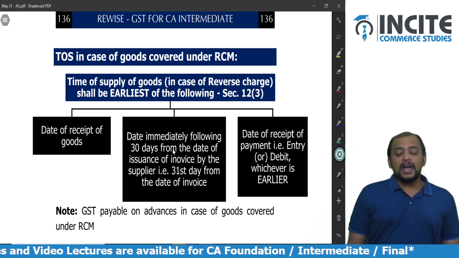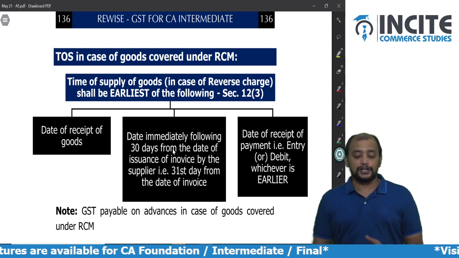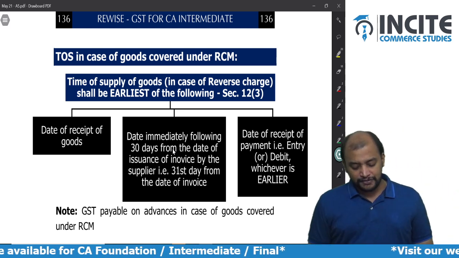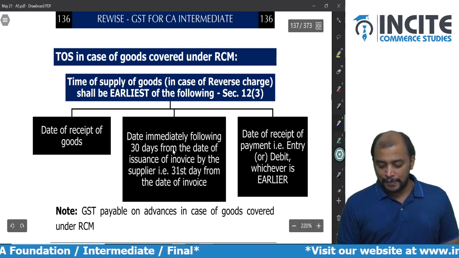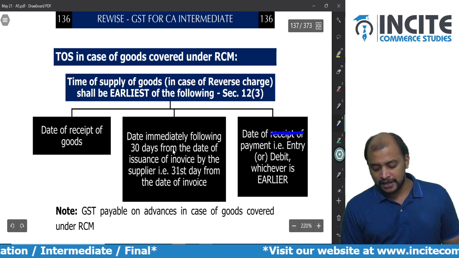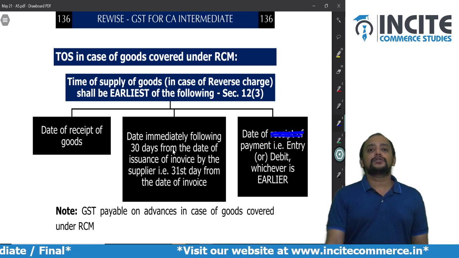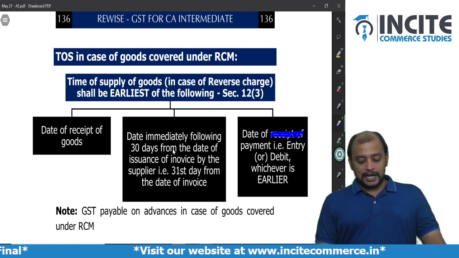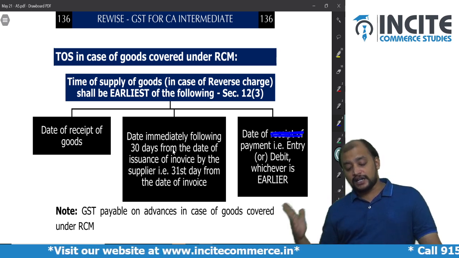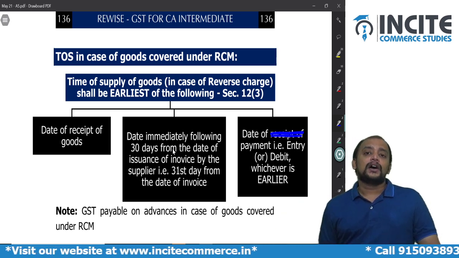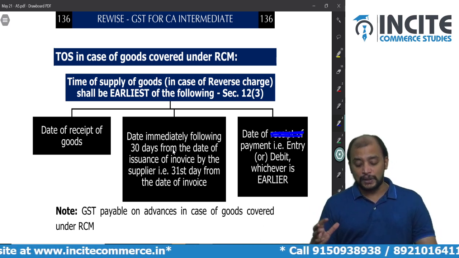Okay. And date of receipt of payment means the date on which payment is made to the supplier. Like that you need to understand. So this receipt of payment is confusing, so you can omit that. You can just remember date of payment to the supplier. Okay. Then, what is the meaning of date of payment to the supplier? Date of entry in the books of the recipient, or date of debit in their bank account, whichever is earlier, will be taken.